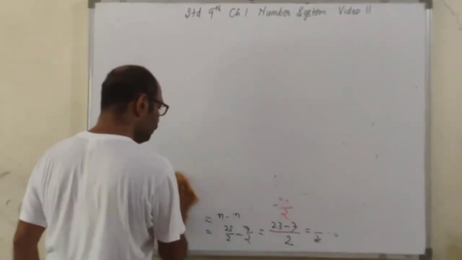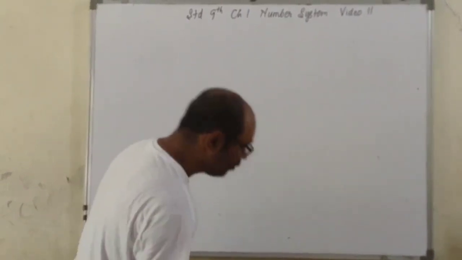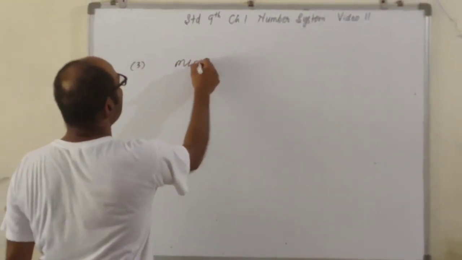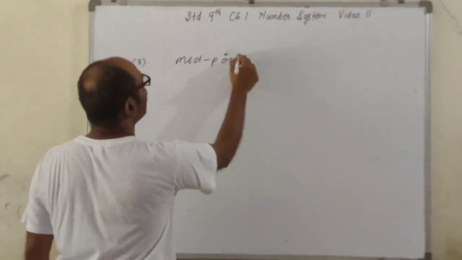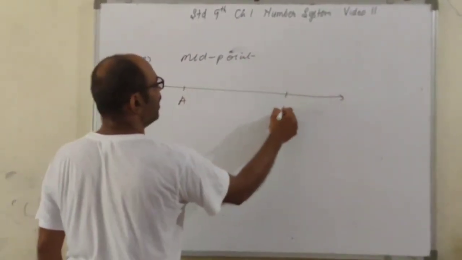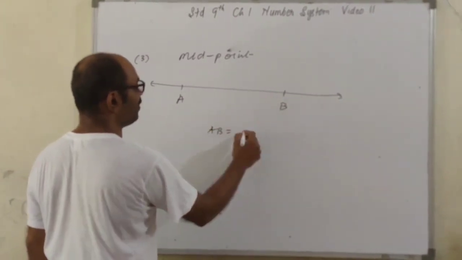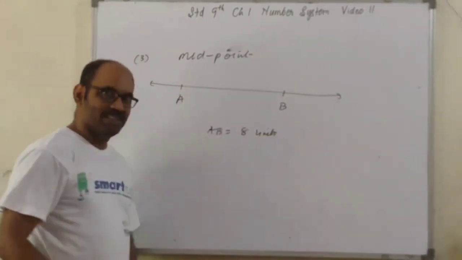Now, next concept. Children, third, it is about midpoint. Suppose this is a number line. Here is A and here is B. The distance is given. Distance between these 2 points is 8 units.